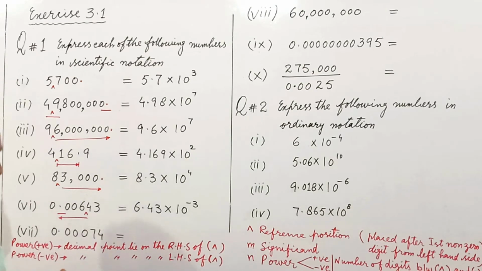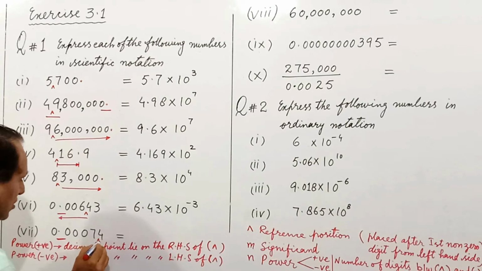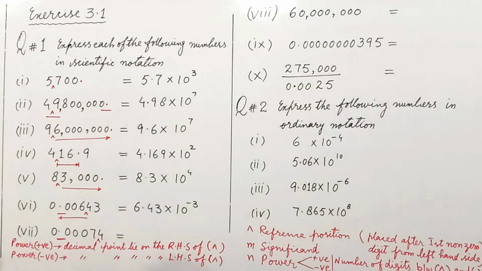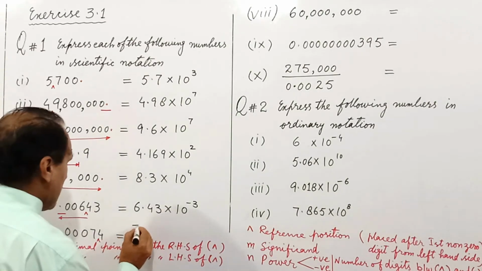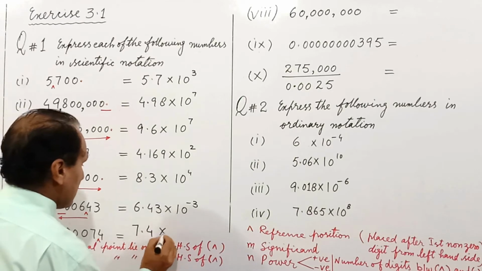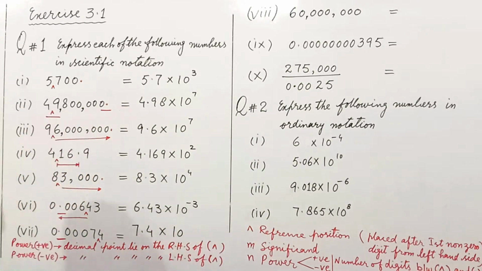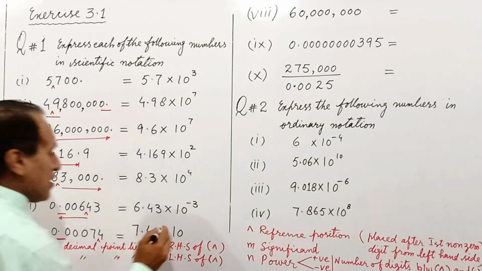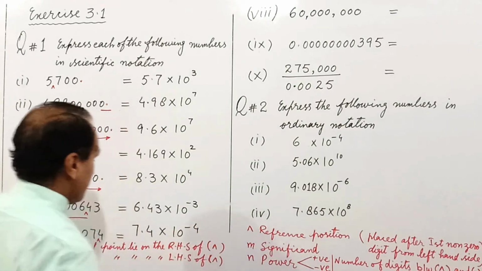Now we move to part number 7, in which we observe that again the decimal point lies on the left hand side of the reference position, which is placed between 7 and 4. The significand will be 7.4 multiplied by 10 raised to power n, and the power will be negative as the decimal point was originally located on the left hand side of the reference position. So 1, 2, 3, 4, the power will be minus 4.